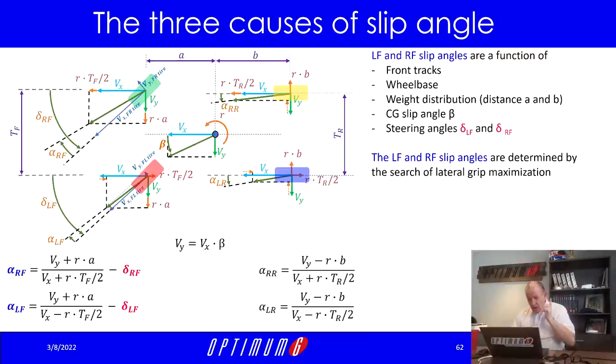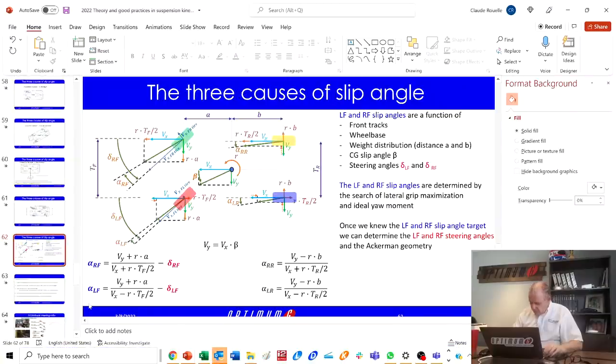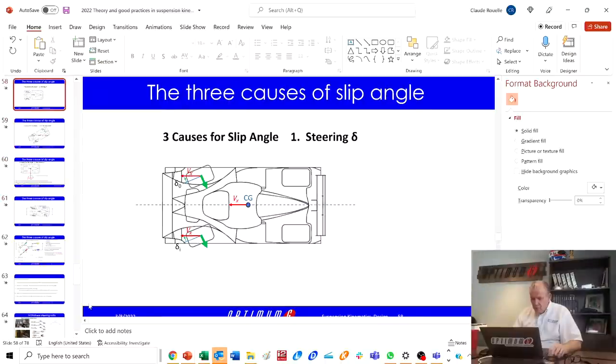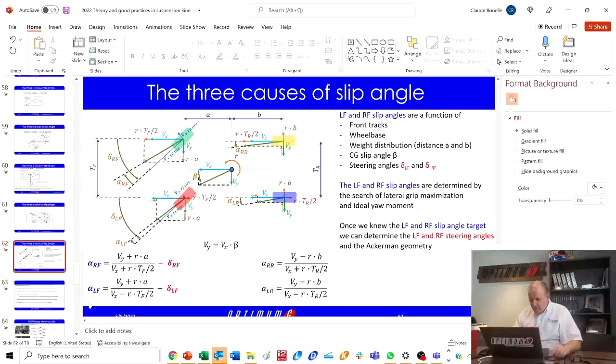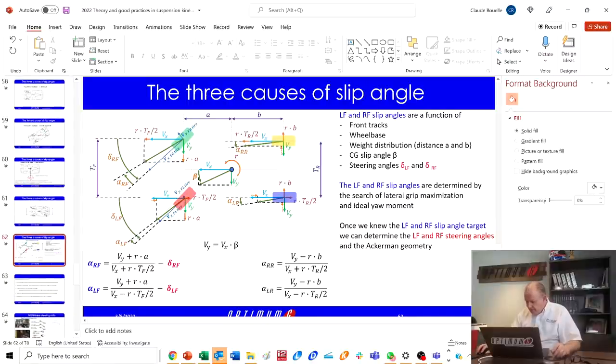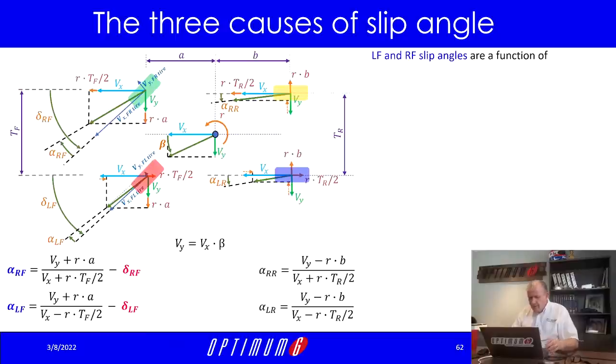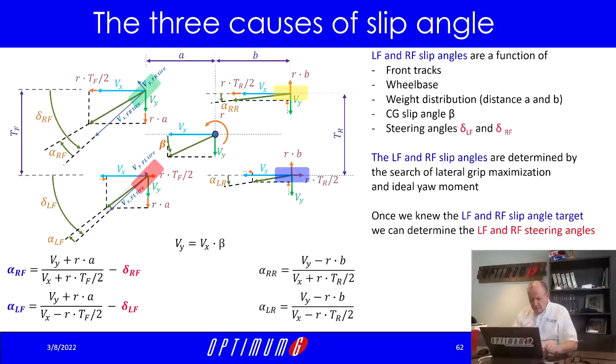Now, I'm going to go backward. If you know which slip angle you want here with which camber, then you can calculate the steering angle that you need. So here, we're going to go the other way around, where the target slip angles become an input, and the steering angles become the output. So be careful, because you have to do that for many different speeds, many different yaw angles. But it's going to give you an idea.